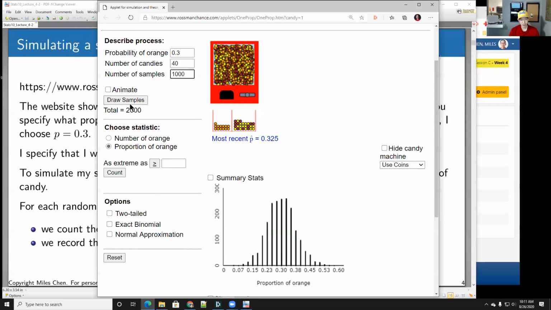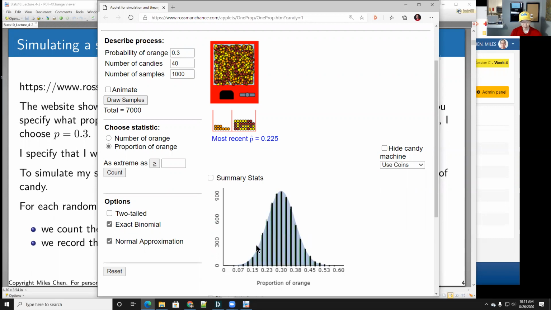So I'm going to go ahead and do like 1,000 samples. And so here we are after, say, 7,000 samples, and we can see that the empirical distribution does now match the theoretic distribution quite closely. And that theoretic distribution can be approximated with the normal distribution.